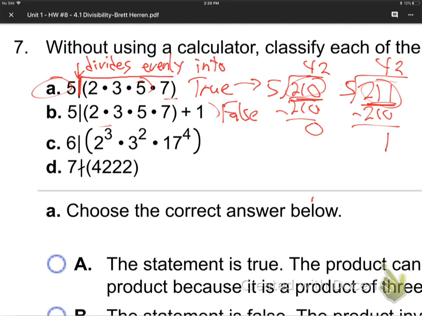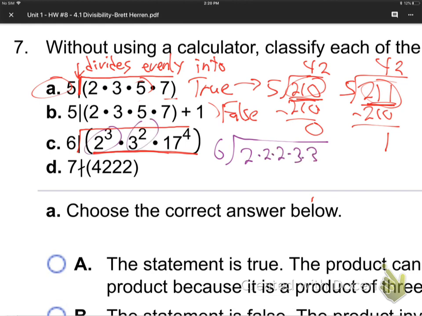All right? How about part C here? Does 6 divide evenly into that number? Well, you want to basically look and see if you see the 6 there. So let me write it out here. They're saying, does 6 go into 2 to the third? Now, what's 2 to the third? 2 times 2 times 2. And what's 3 squared? 3 times 3. And I don't care about the 17, but I'll write it. 17 to the fourth, but it doesn't really matter. Do you see what this is right here?